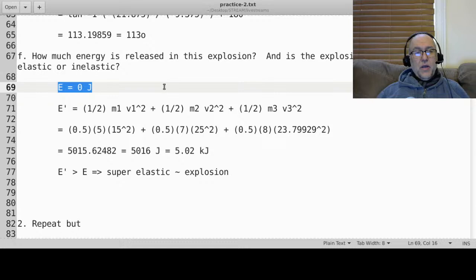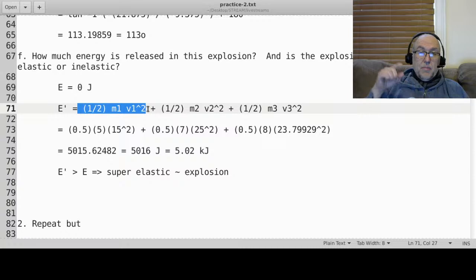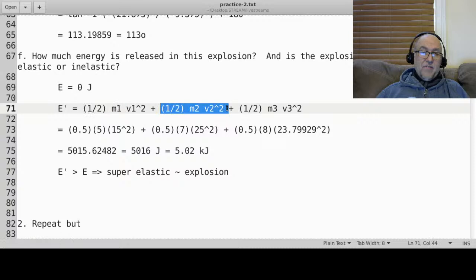So what's the energy before? Ignoring the chemical energy that we don't know about, it's zero, because the bomb, that 20 kilogram chunk, is just sitting there at the origin, not moving, so it has no energy before. The energy after is all kinetic, but it has three contributions: one half mv squared calculated for mass number one, plus one half mv squared for mass number two, plus one half mv squared for mass number three, and then add them all up.